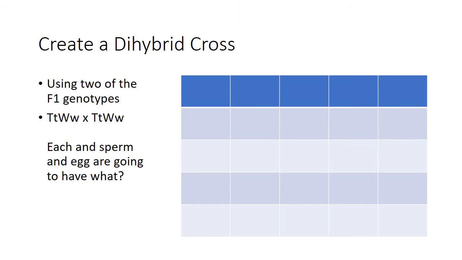So how we're going to do this is we're going to look at it through what we can do as the FOIL method. So we have a big T and a little t, a big W and a little w. And if we look at the FOIL method, FOIL is first, outer, inner, last from your math classes. So first thing we're going to do is look at the first two. So the first two, that's a big T and a big W. So we're going to put them down here, big T, big W.